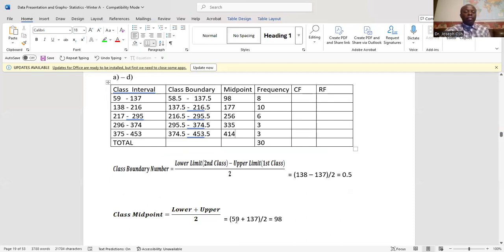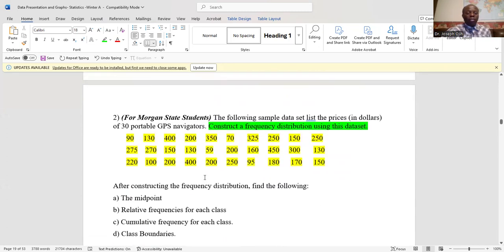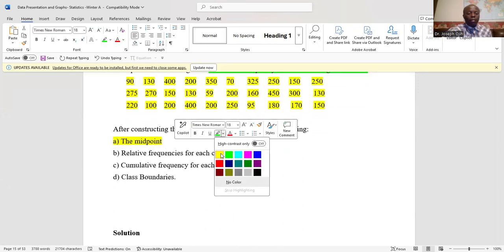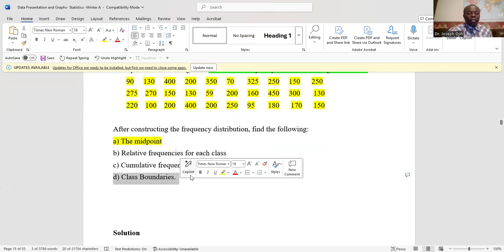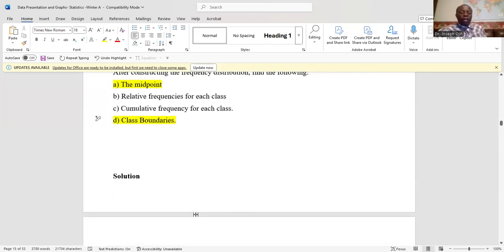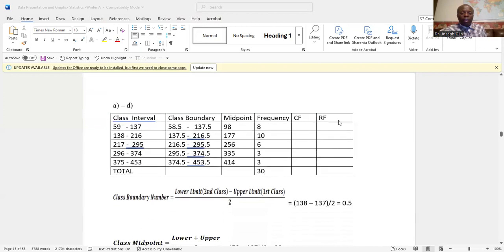So now we have answered the frequency distribution, the midpoint, and we got the boundaries. So the remaining two things are relative frequency and cumulative frequencies. Let's do it. Let's look at relative frequency. Relative frequency simply means frequency divided by the total. Oh, let's get cumulative frequency first.